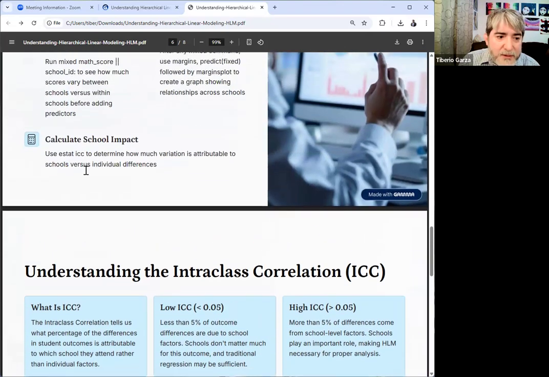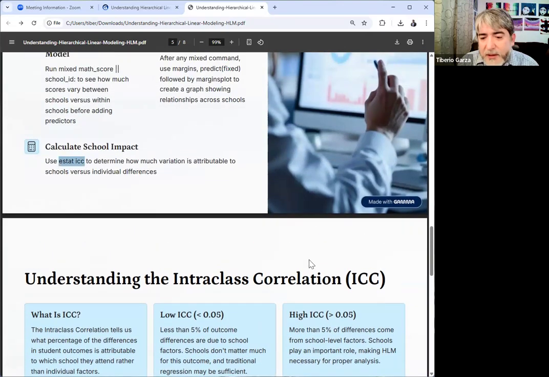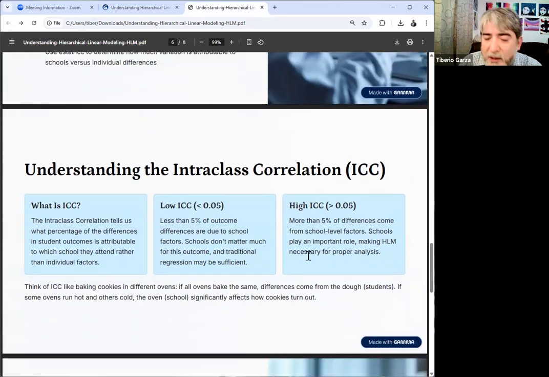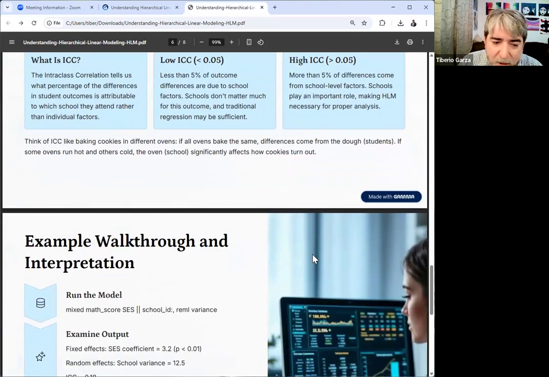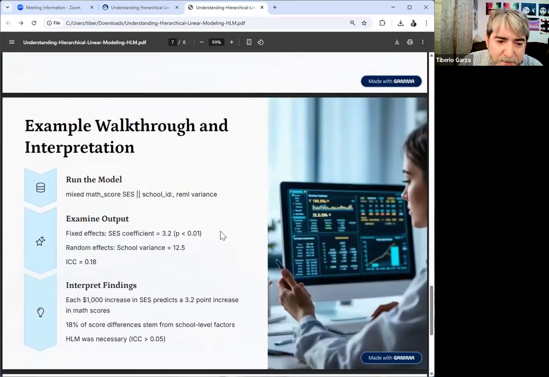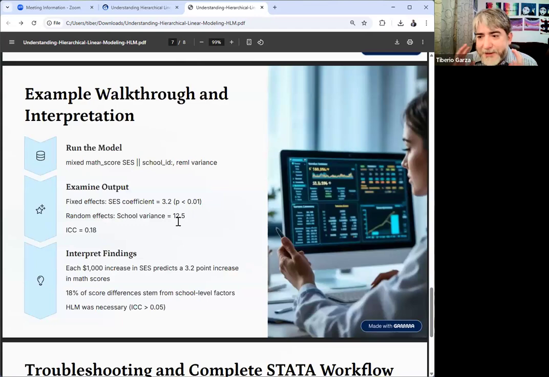The code is just that simple, and I'll have a script that helps you see all the code together. Going through just another example, making sure we're connecting everything together: as you run the model, mix math scores, SES, then we have our ID and then our estimator. We'll get our outputs, and then we're really looking at this ICC value.